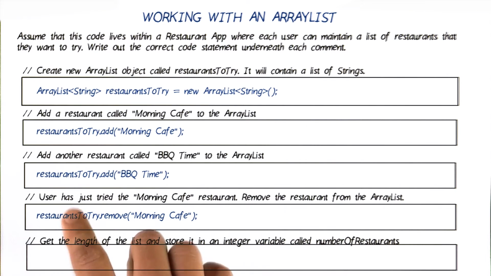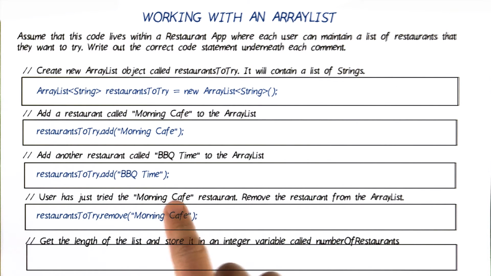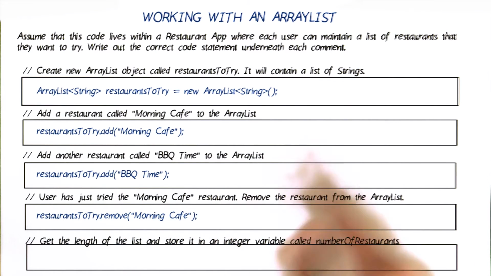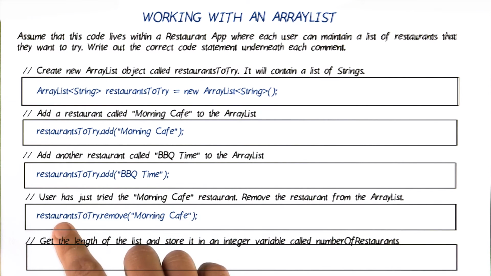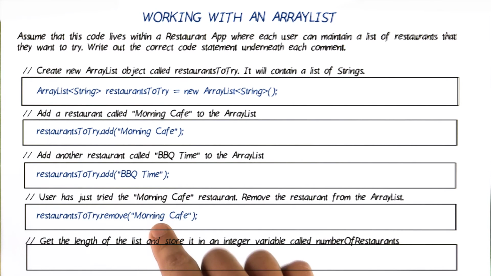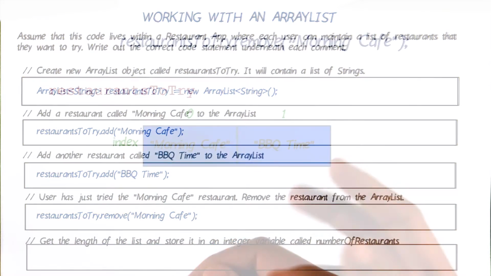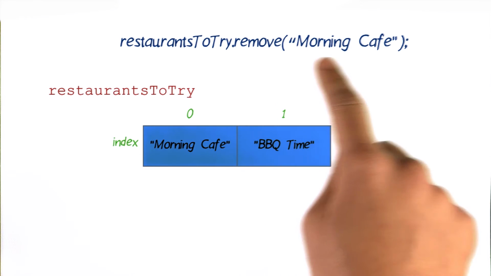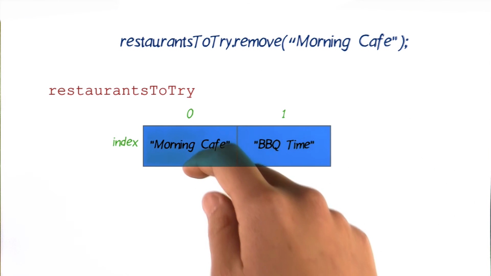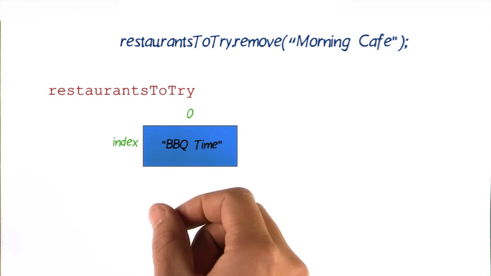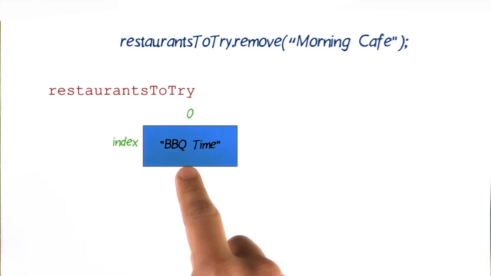So for our fourth comment, the user has just tried our Morning Cafe restaurant, and so we just want to remove it from the restaurants ArrayList now. So the code for that looks like this. restaurantsToTry.remove, and it takes in Morning Cafe as its input parameter. So visually, using the dot remove method, we remove Morning Cafe, and that shrinks the size of the array and moves Barbecue Time up to the 0th index of the ArrayList.